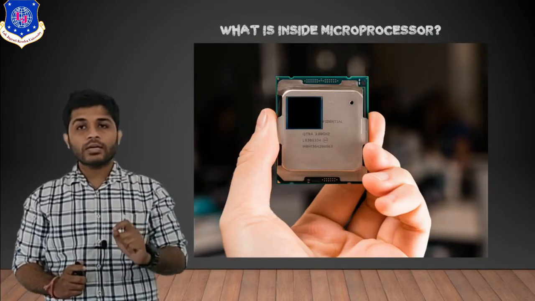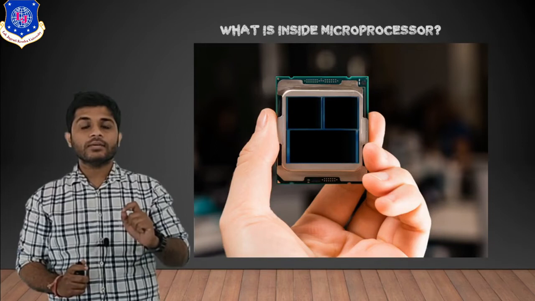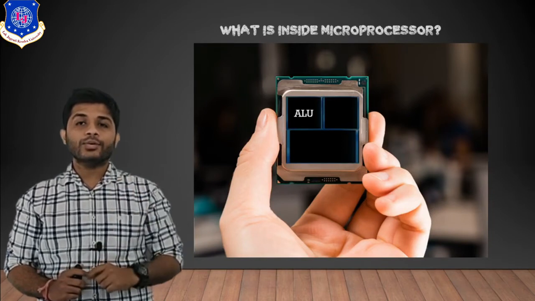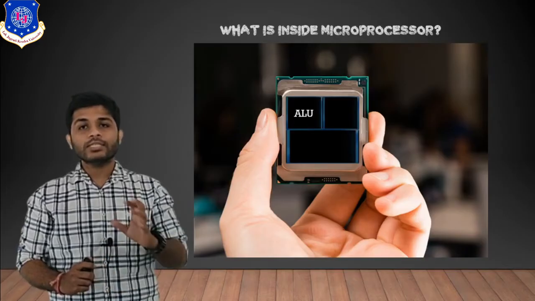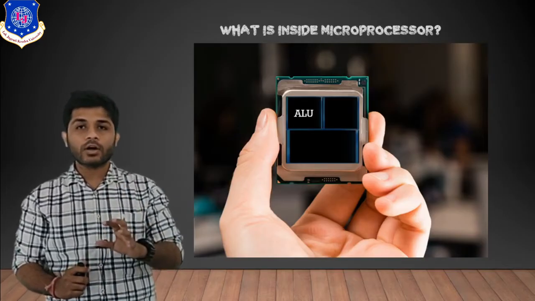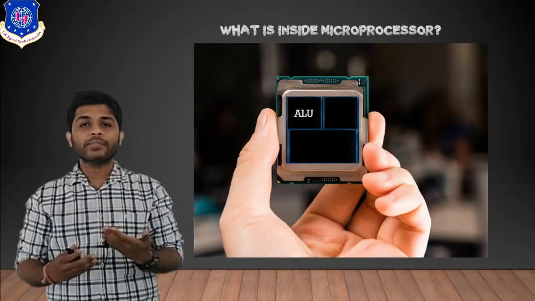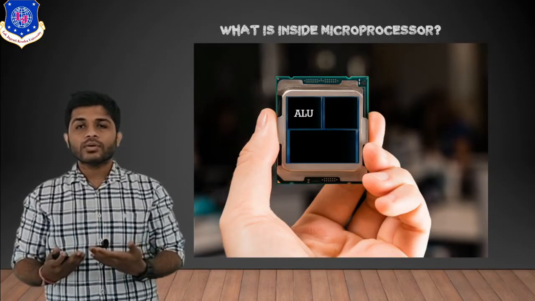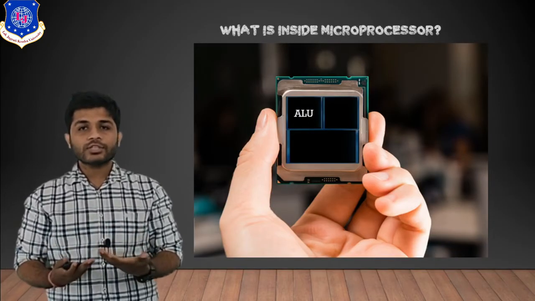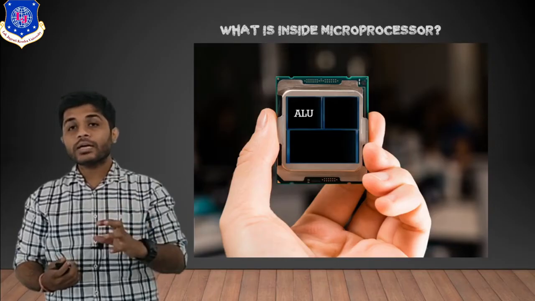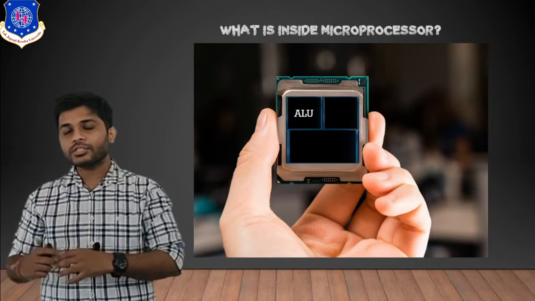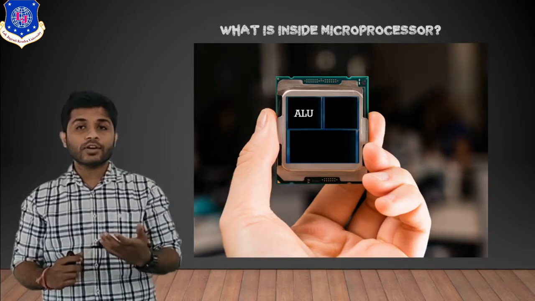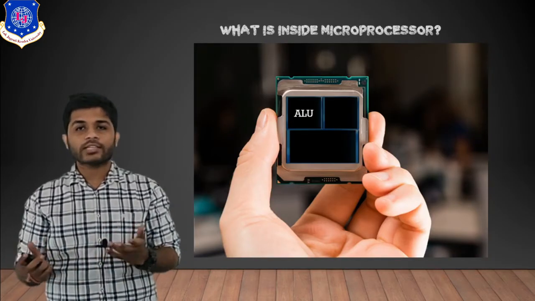The first block is known as the ALU. ALU means the arithmetic and logical unit. So using this arithmetic and logical unit block, the processor can do all arithmetic and logical functions. What are the arithmetic and logical functions? Using this block, it can perform addition and subtraction, that are arithmetic functions. Then it can perform some logical functions such as AND or XOR, etc.